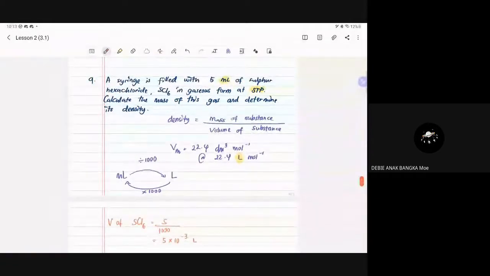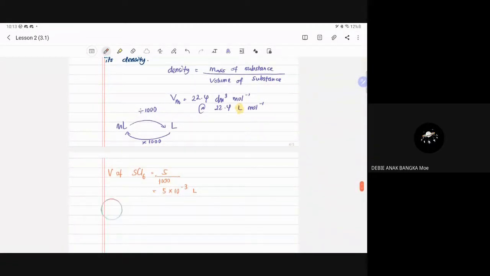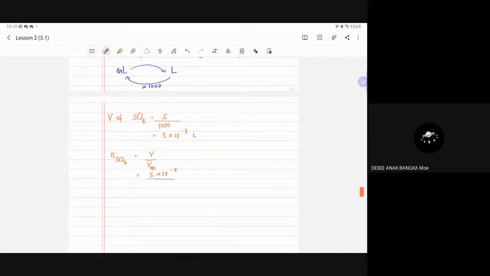Now, kita nak cari dia punya number of mole. Number of mole of SCl6 is equals to volume divided by molar volume. So volume dia adalah 5 times 10 to the negative 3 divided by 22.4. Kita akan dapat 2.23 dalam 10 negative 4 mol.